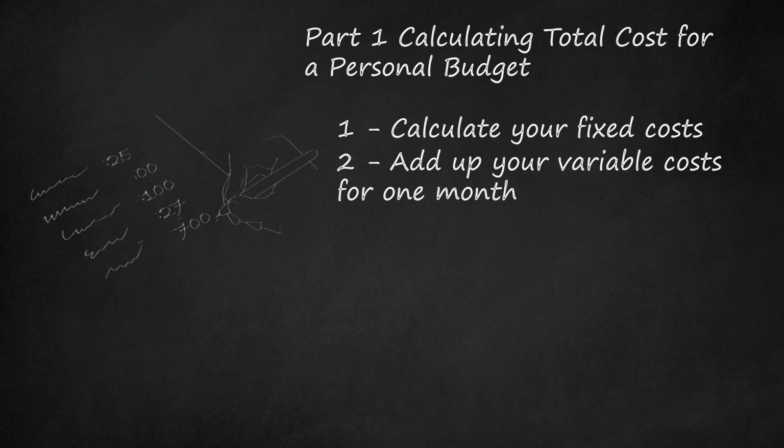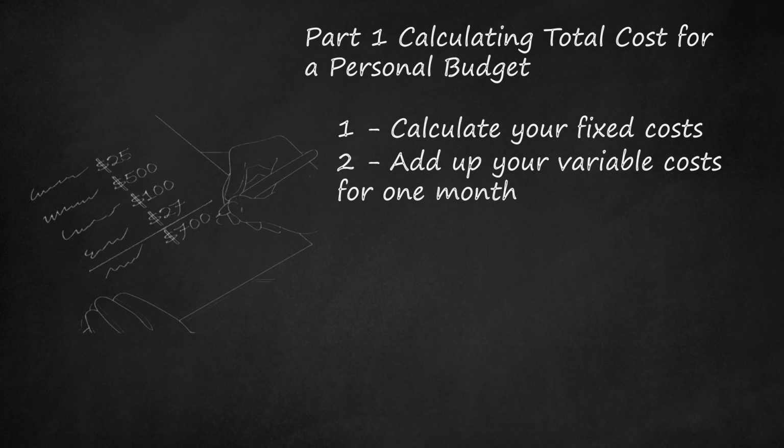2. Add up your variable costs for 1 month. In contrast to fixed costs, variable costs depend on your lifestyle and include all expenses that are not strictly necessary, but that improve your quality of life. Variable costs include expenses like shopping trips, nights out, clothing beyond what you need, vacations, parties, gourmet food, etc.